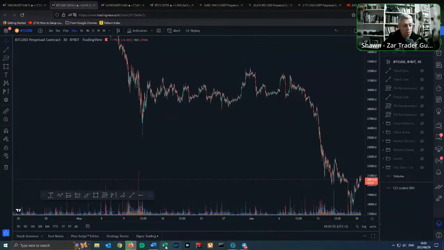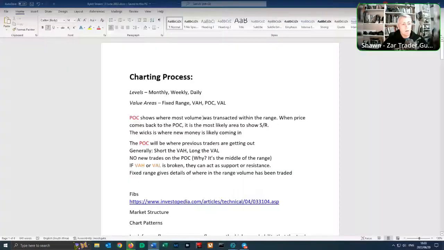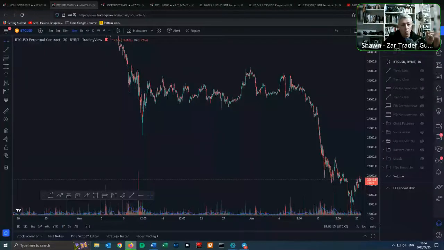And if I come back to my little theory here, it says the POC shows where most of the volume was transacted within the range. When price comes back to the POC, which stands for point of control, it is the most likely area to show support and resistance. The wick is when new money is likely to come in, and we'll show that on the chart as well. So the POC will be where the previous traders are getting out. And I'll explain why.